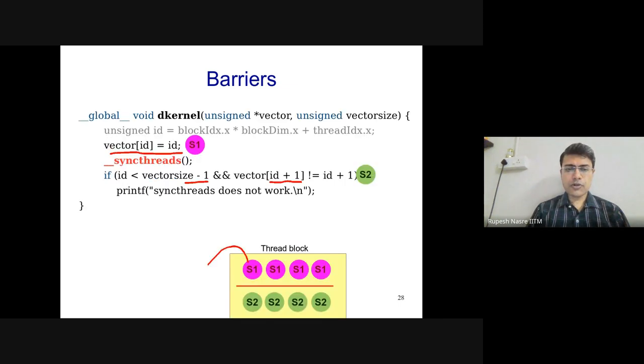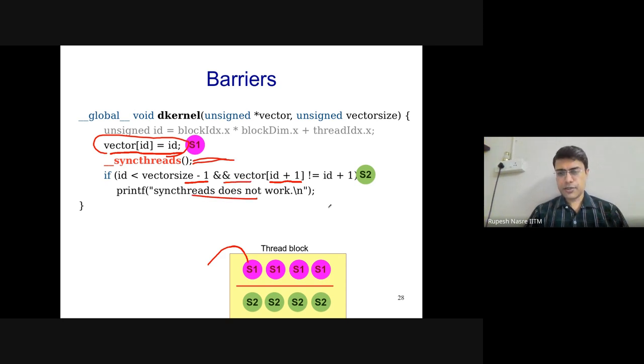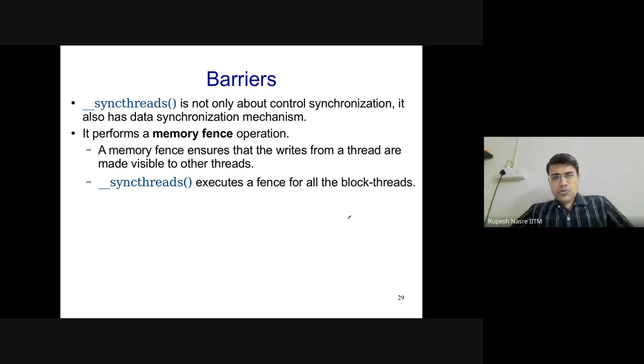And that is precisely what we said in this case. __syncthreads is not only that the threads meet at this point, it also ensures that whatever updates are done, those are visible after this barrier to the thread block threads. Not outside the thread block, because it is __syncthreads, a barrier within a thread block. Whereas if this were a global barrier, then it can be ensured that this particular printf will never be executed. In fact, if you just want to do data synchronization and do not want to do control synchronization, then there is a special instruction called memory fence or thread fence, which can be utilized for this purpose.